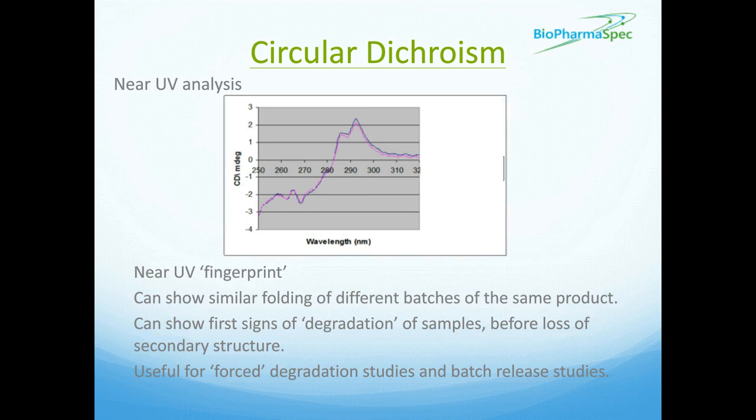Because if these overlay in a different way, or you get a different absorbance because the aromatics on the outside of the molecule are in a different orientation or a different environment, then you will get a different spectra produced. As a result, near UV is excellent for showing similar folding types from different batches of the same product.